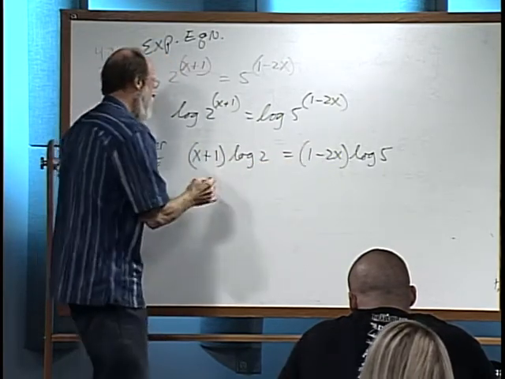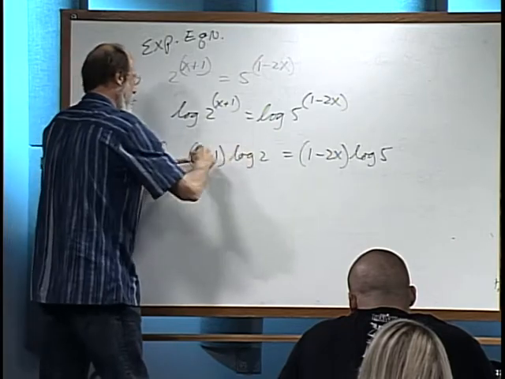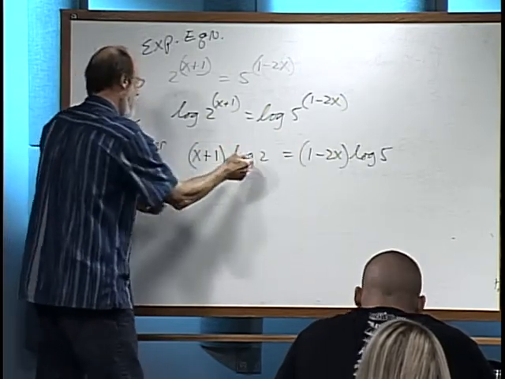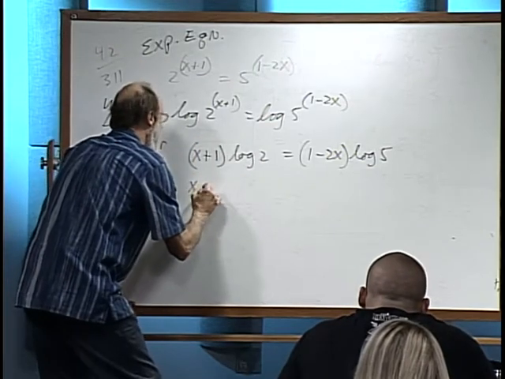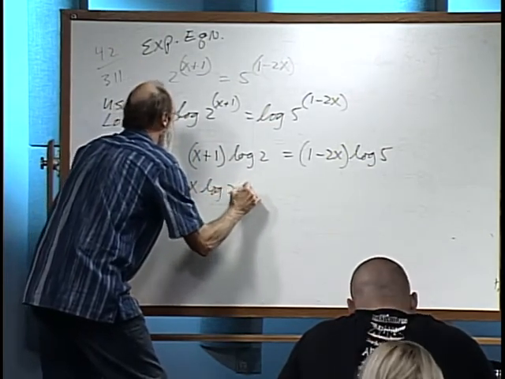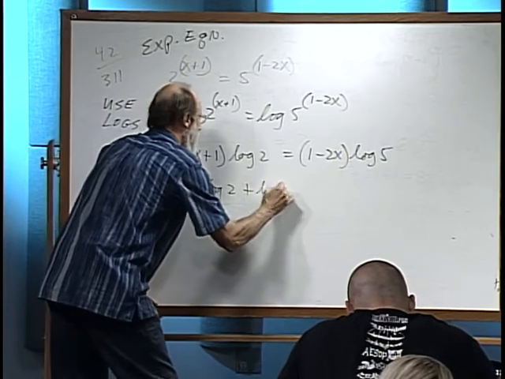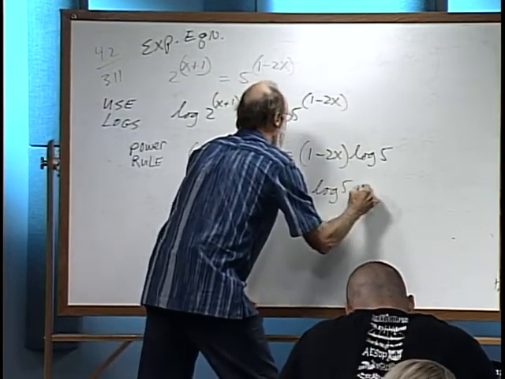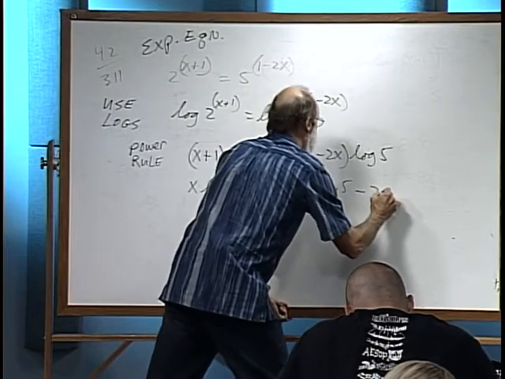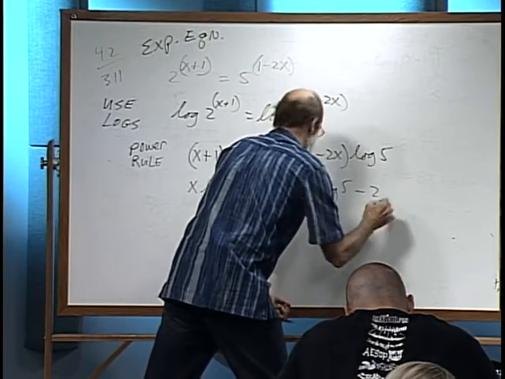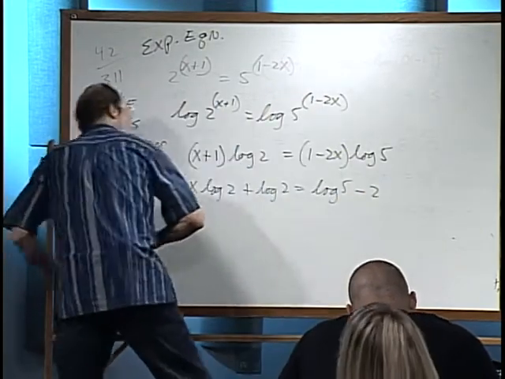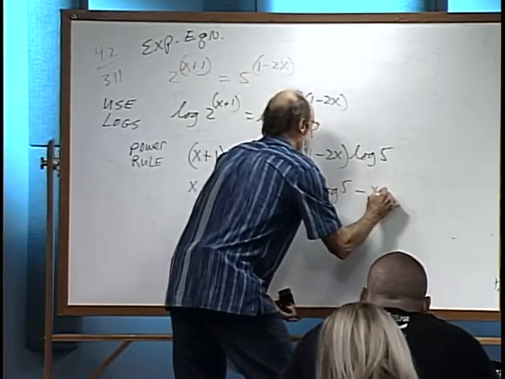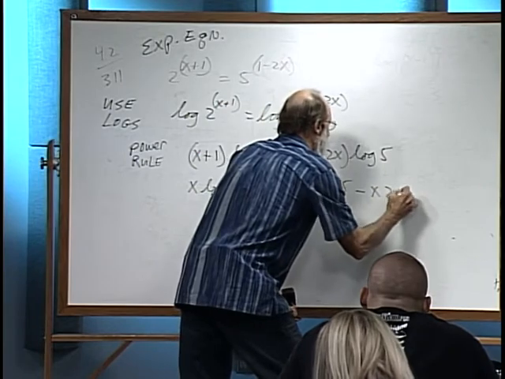So now, you look at this equation, and this is a linear equation in the unknown x. So you now distribute. We have x log of 2 plus the log of 2 equals, distribute over here as well, log of 5 minus 2. I'm going to write the x first on that last term: minus x times 2 log of 5.